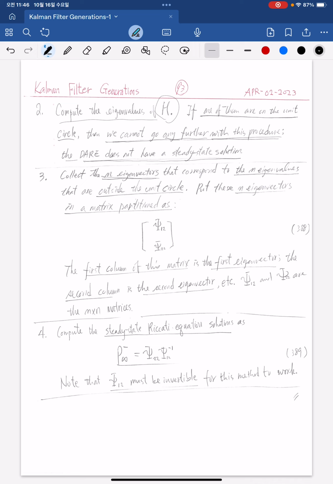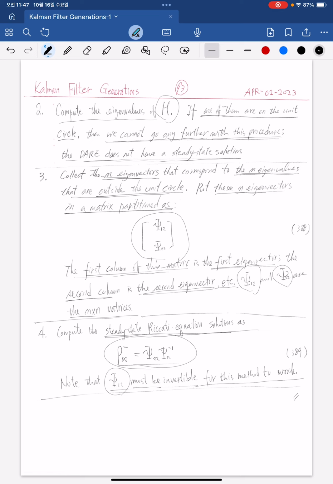Collect n eigenvectors that correspond to n eigenvalues that are outside the unit circle. Put these n eigenvectors in a matrix partitioned like this. The first column of this matrix is the first eigenvector. The second column is the second eigenvector, etc. Psi 1 2 and psi 2 2 are n by n matrices. Compute steady-state Riccati equation solutions like this. Note that psi 1 2 must be invertible for this method to work.